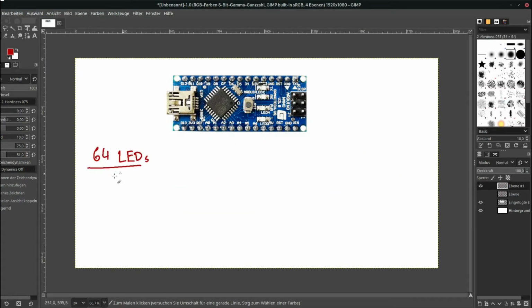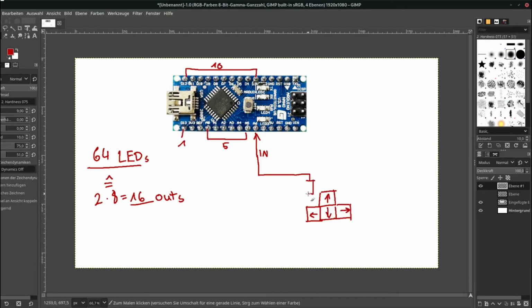So that means for 64 LEDs we are going to need 16 outputs. So obviously we're going to use D3 through 12, also pin 13. We're also going to use A0 through 5. So we're going to have to figure a way out to make a voltage divider and have a specific resistor for each button. But let's think about this later.